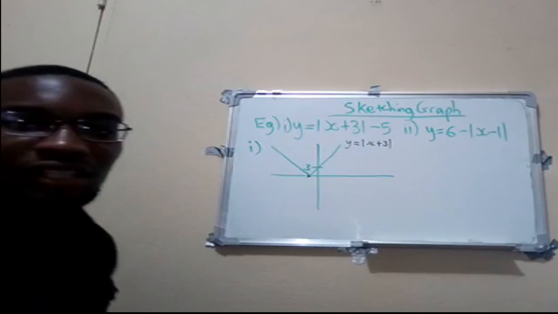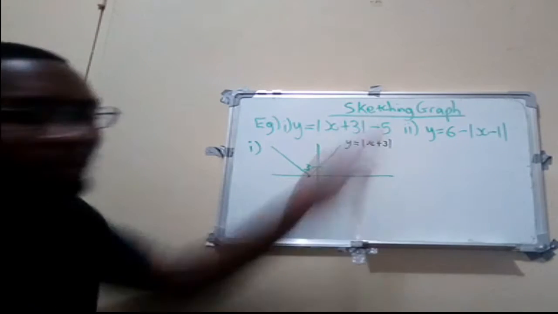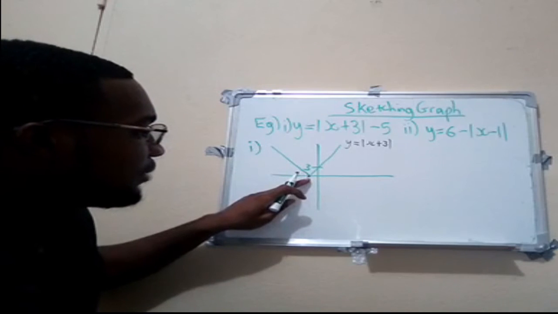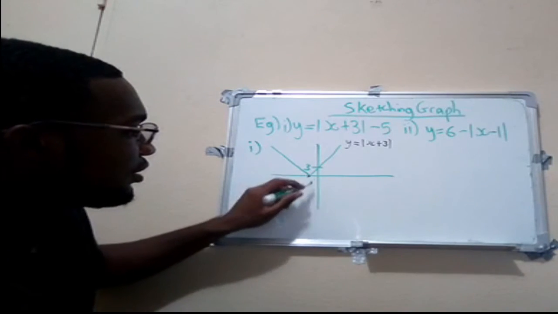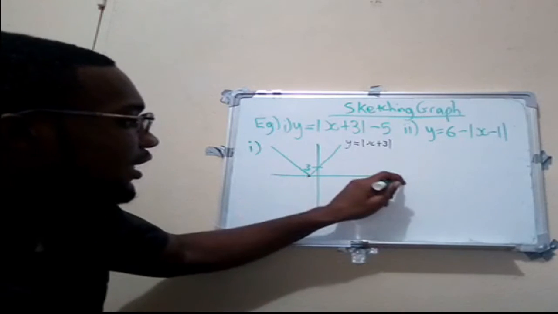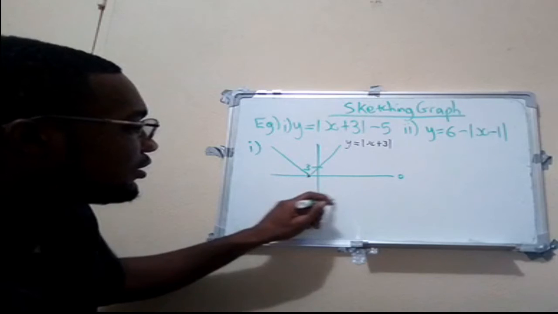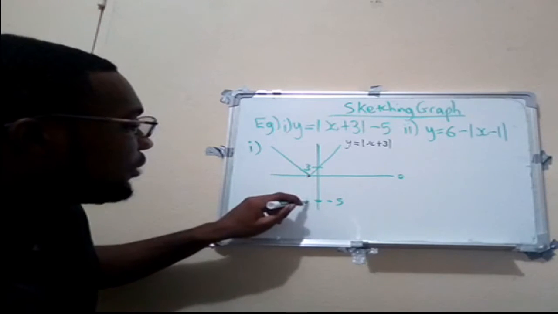But then what does it ask for? It asks for the modulus of x plus 3, minus 5. So that means we then subtract 5 from this graph. Subtracting 5 from this graph, this is the line 0, so minus 5 we can put right here. This is minus 5.